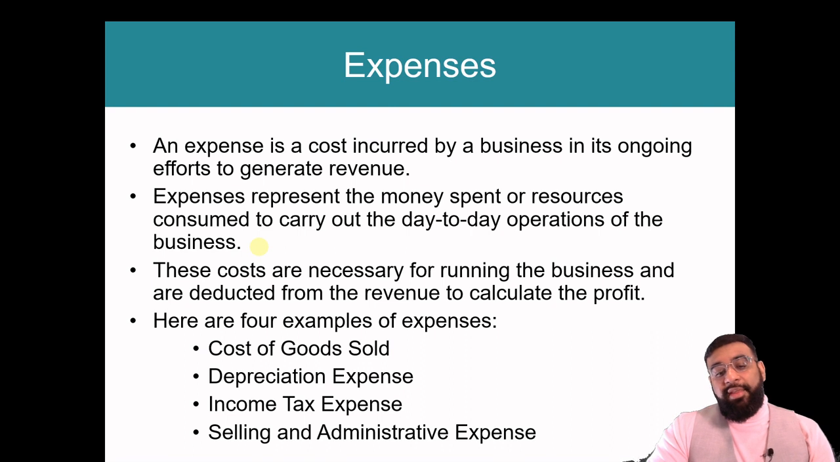And then we have selling and administrative expenses. So selling and administrative expenses is essentially other expenses such as salaries expense, rent expense. We have to pay our professional fees, such as we have to pay our lawyers, our accountants, etc. So even though we have four examples here, there are many more expenses, which we're going to talk about in a later video.